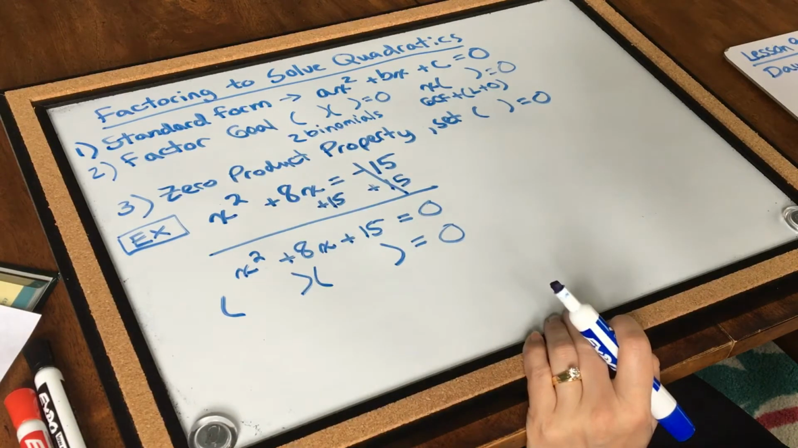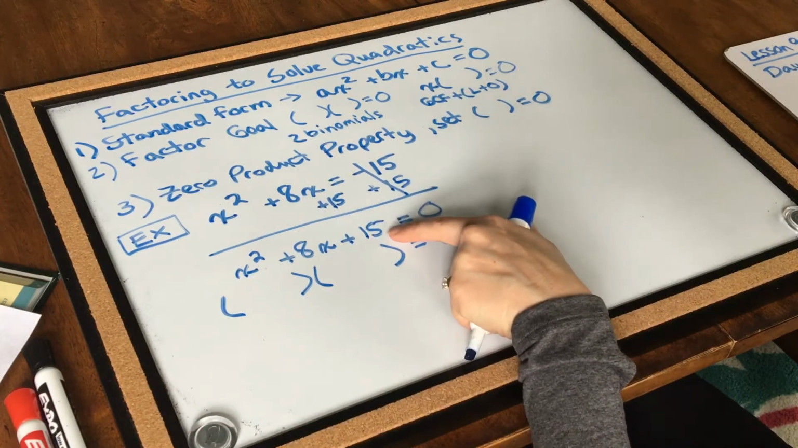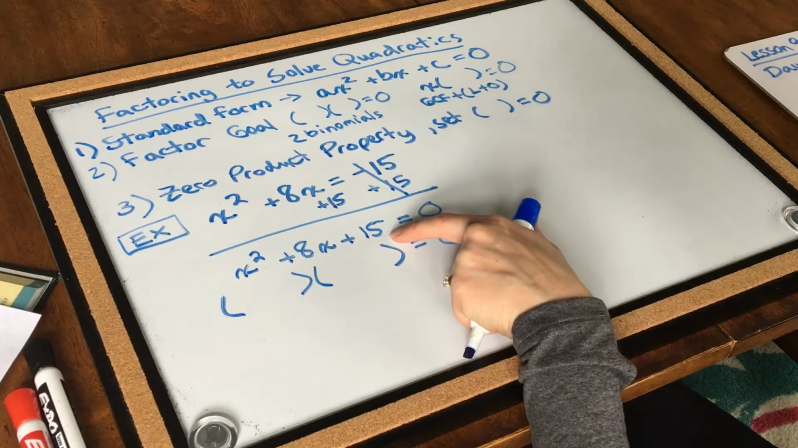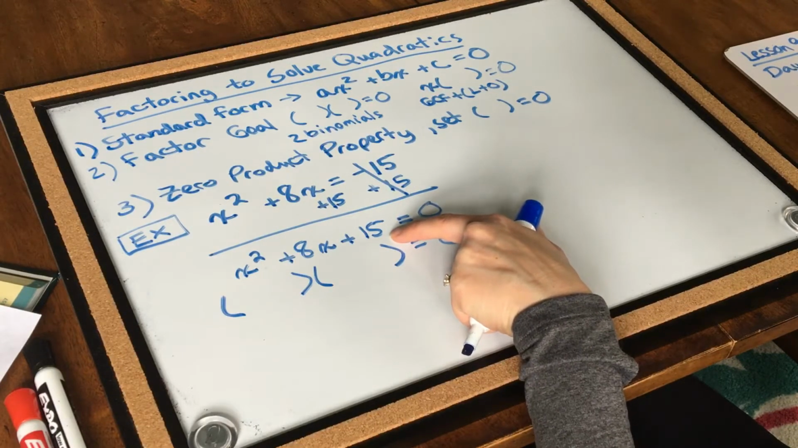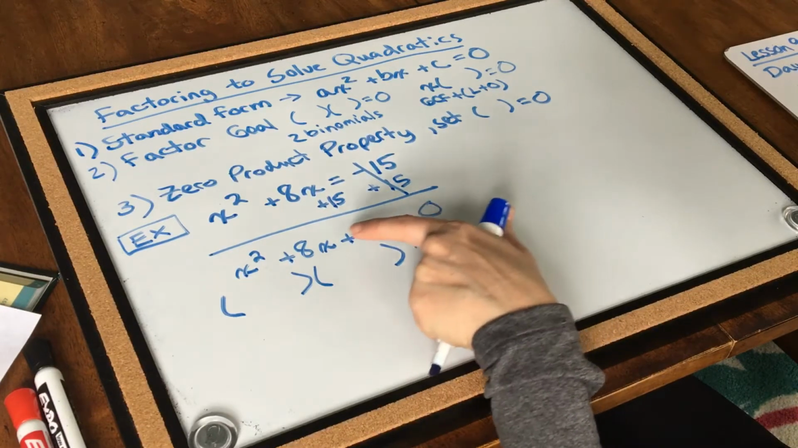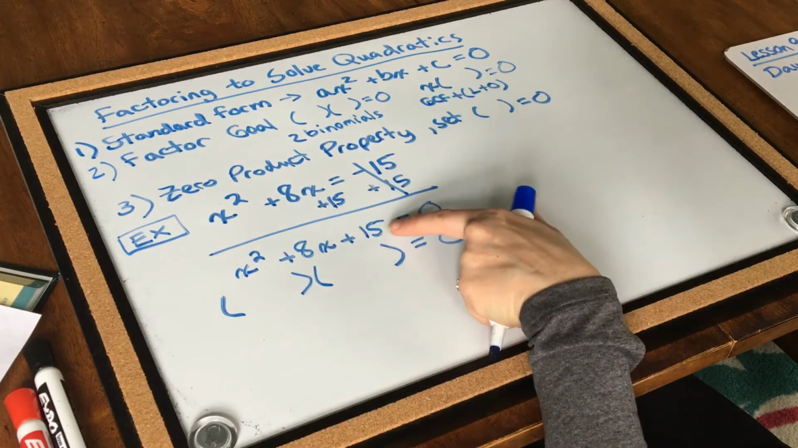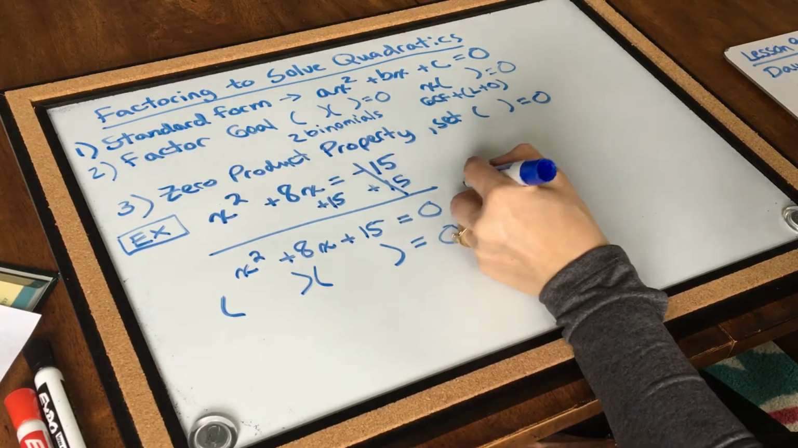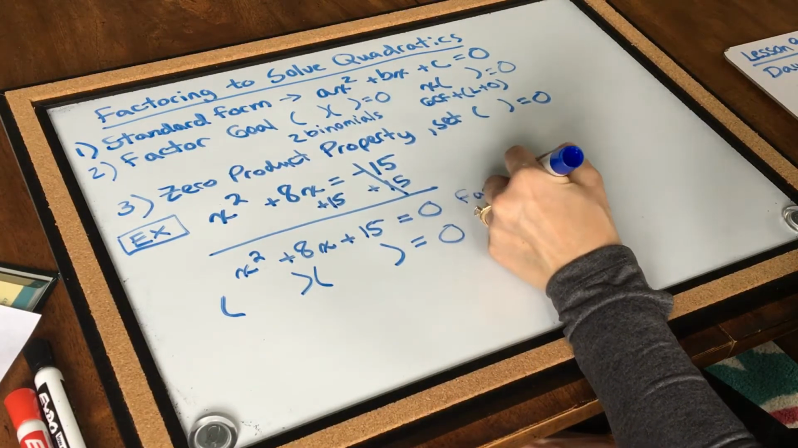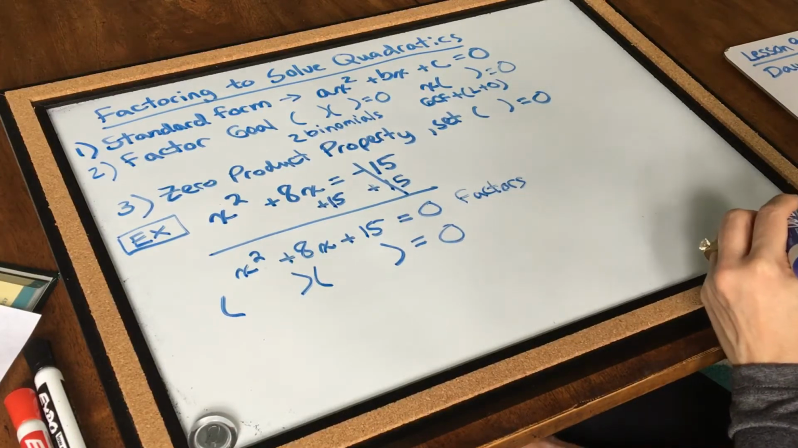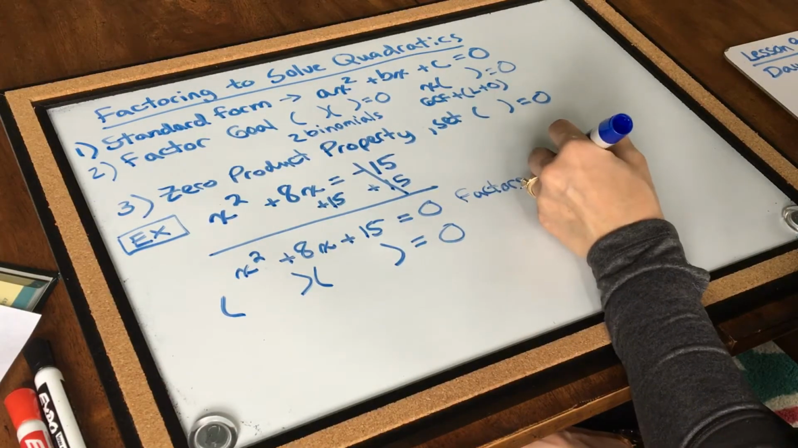So let's take a look. If I'm going to factor this, I want to look at the factors of 15, just like we did in the last unit. And I need to find a factor pair that adds up to 8. So factors of 15, I really have 2 options. I have 1 and 15, and I have 3 and 5.